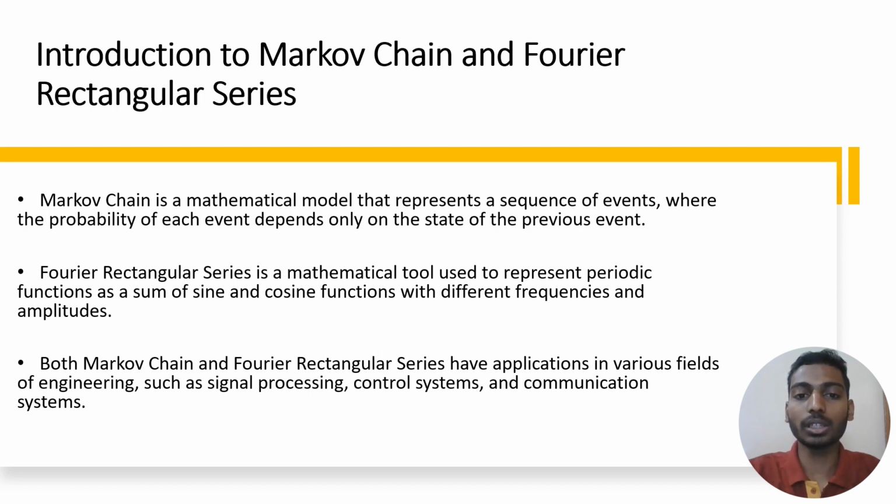Markov chain is a mathematical model that represents a sequence of events where the probability of each event depends only on the state of the previous event. Fourier rectangular series is a mathematical tool used to represent periodic functions as a sum of sine and cosine functions with different frequencies and amplitudes. Both have applications in various fields of engineering such as signal processing, control system, and communication system.